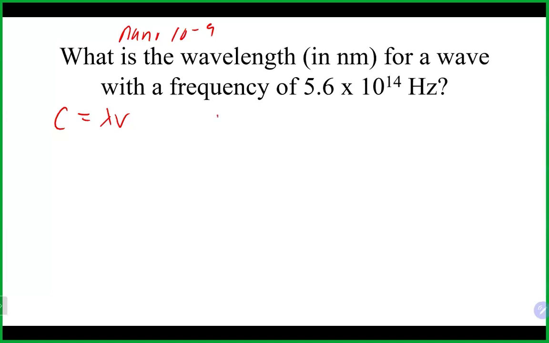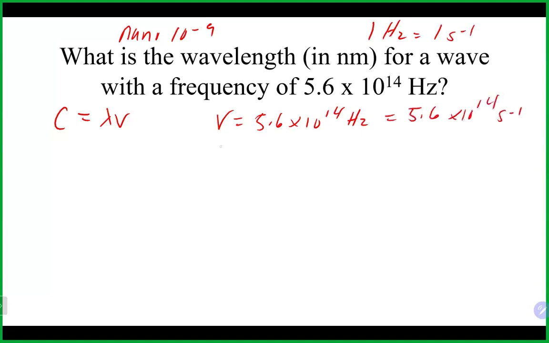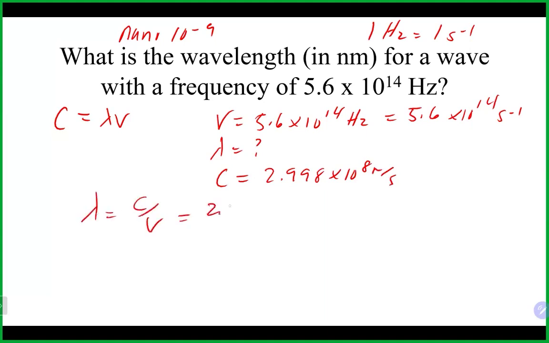In this case here, we do have the frequency, which is 5.6 times 10 to the 14 hertz. Remember that 1 hertz is the same as a reciprocal second, which means that is 5.6 times 10 to the 14 reciprocal second. For the wavelength, and once again, C is a constant, 2.998 times 10 to the 8 meters per second. So solving for our wavelength, which would be C divided by frequency, putting in our numbers here. Again, the seconds will cancel.